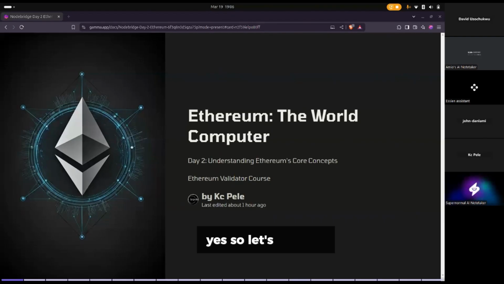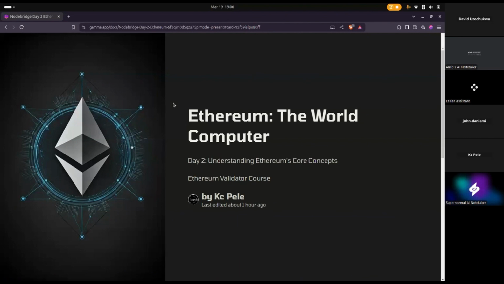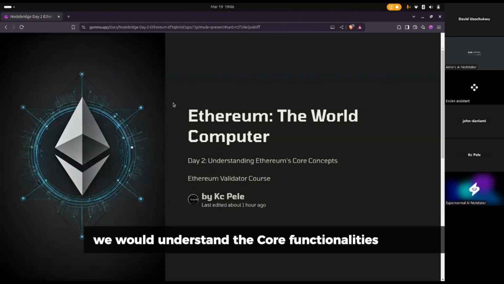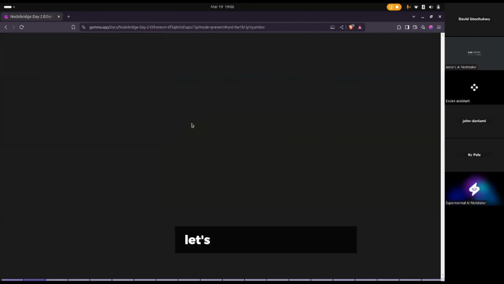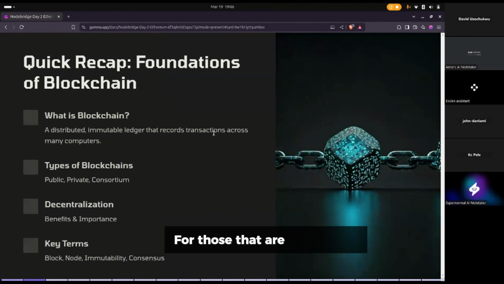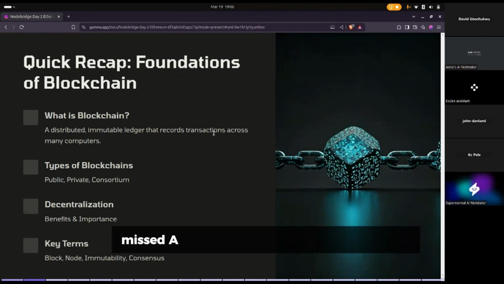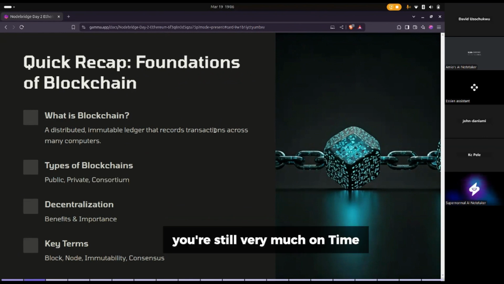Yes, so let's get into the main business for the day. Ethereum, the world computer. We would understand the core functionalities and, behind the scenes, what actually works. Let's go into the next slide. Before we do that, let's just have a recap for those that are just joining. You have not really missed a lot because this is just day 2, so you're still in the loop. If you're just joining, you're still very much on time.